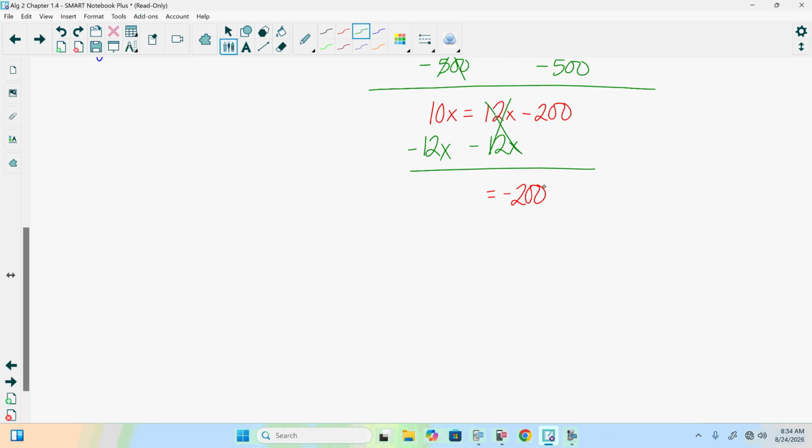10x minus 12x, almost, negative 2. 10 minus 12 would be negative 2. Lastly, we would divide both sides by negative 2. Negative 2x divided by negative 2 would just be x. Negative 200 divided by negative 2, the negative and negative would make a positive, so 200 divided by 2, 100.